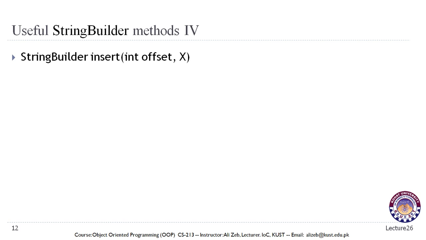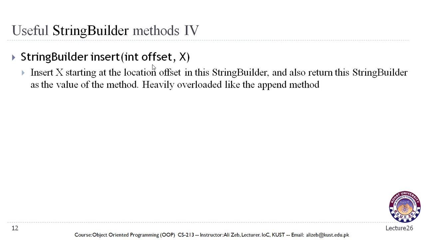The string builder has an insert method. As we saw, we pass a position along with an object or a variable to the insert method of the string builder class, and that object or variable is inserted at that particular position in our string builder object. It inserts x, for example, starting at the location offset in this string builder, and also returns this string builder as the value of the method.